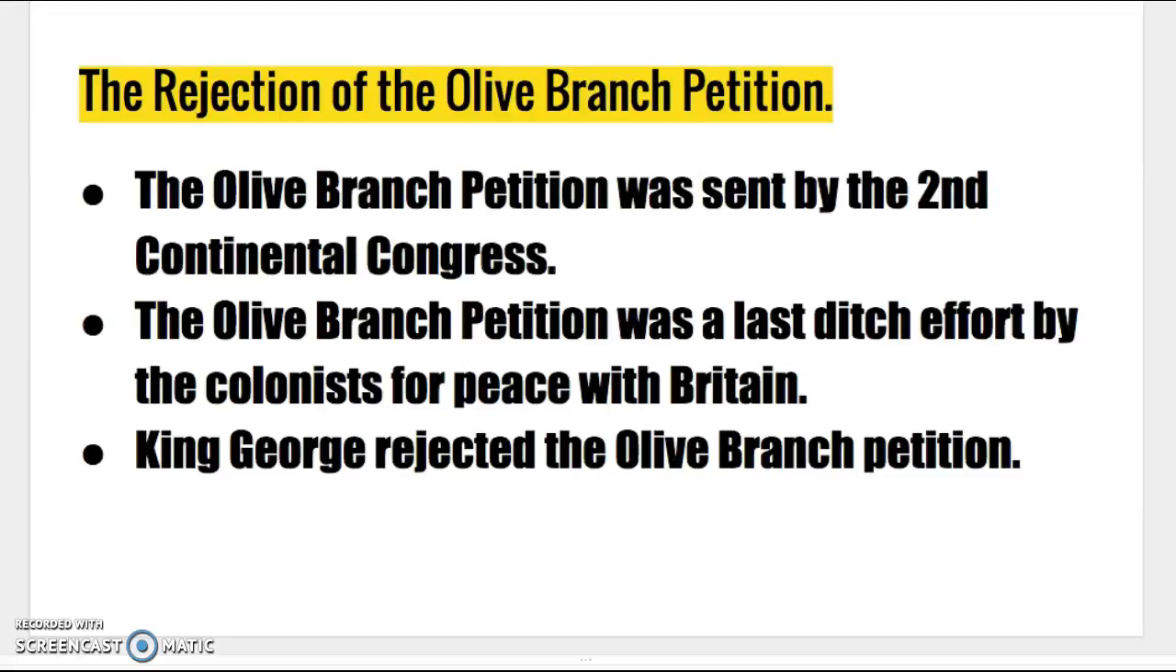And this is definitely going to anger the colonists moving forward, especially into our next content standard that we're going to talk about. So the Olive Branch Petition, sent by the Second Continental Congress, was a last-ditch effort by the colonists for peace with Britain. And King George ultimately rejected the Olive Branch Petition.